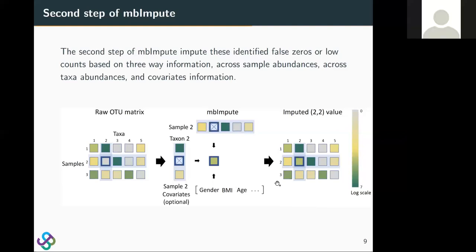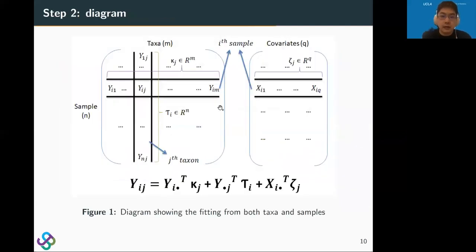You're welcome. Okay, so here the diagram is just to depict what I have shown in this cartoon using math formulas. We can see that kappa j actually learns the information across taxa for the same sample, and tau i borrows information for the taxon j across samples, and we also learn from the covariance information. Basically, I want you to keep in mind that kappa j learns information across taxa for the same sample.